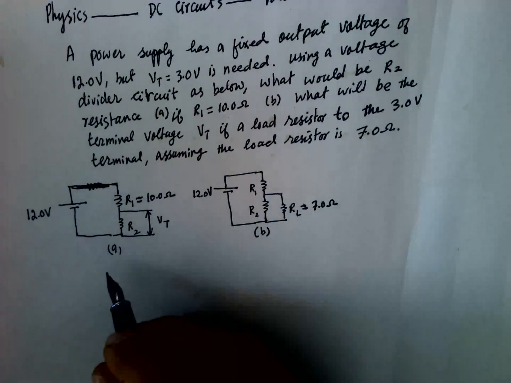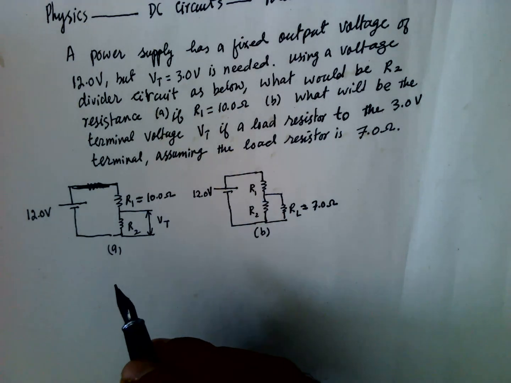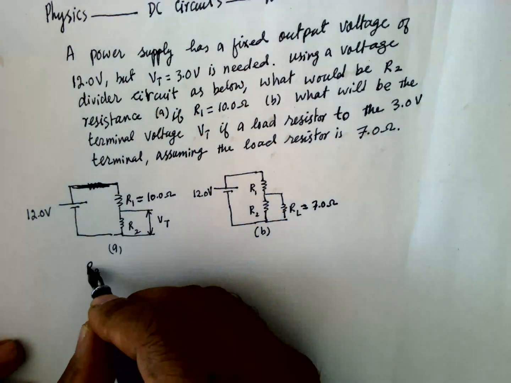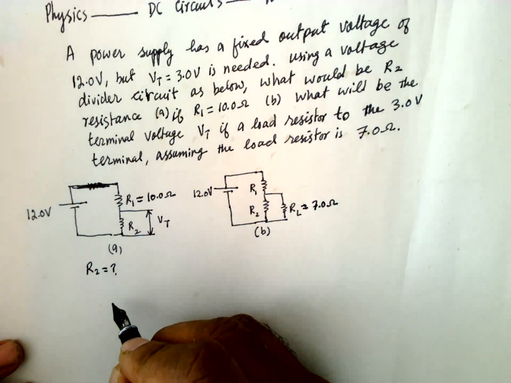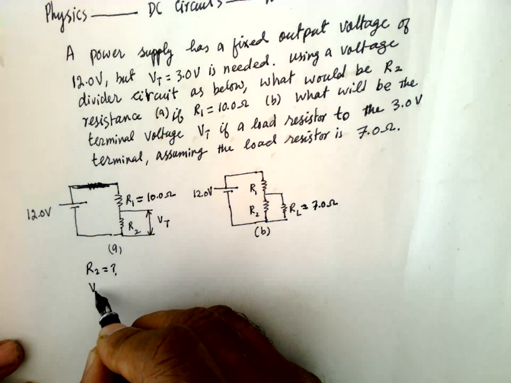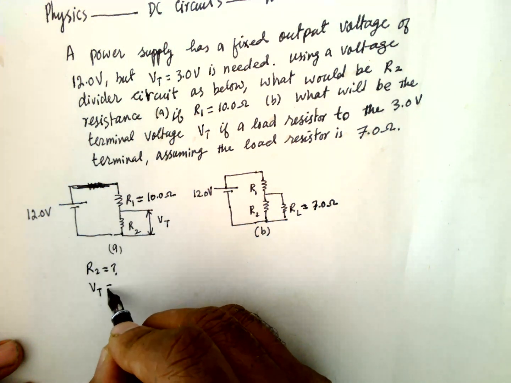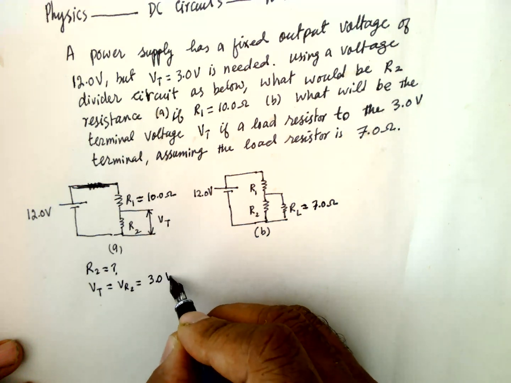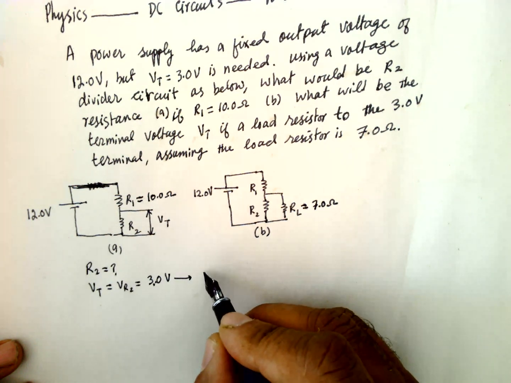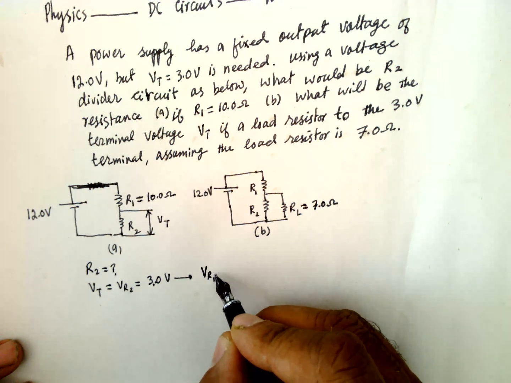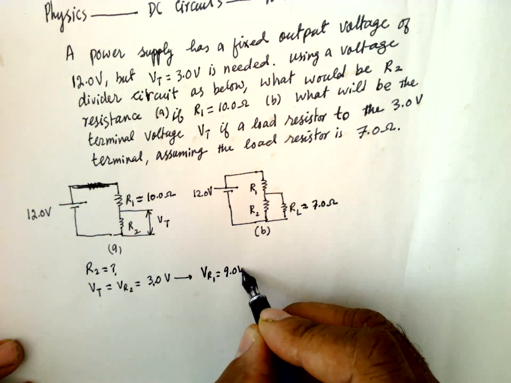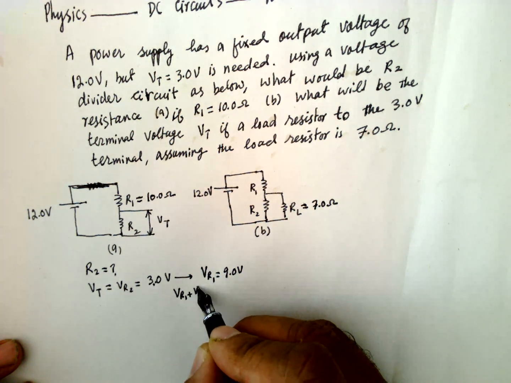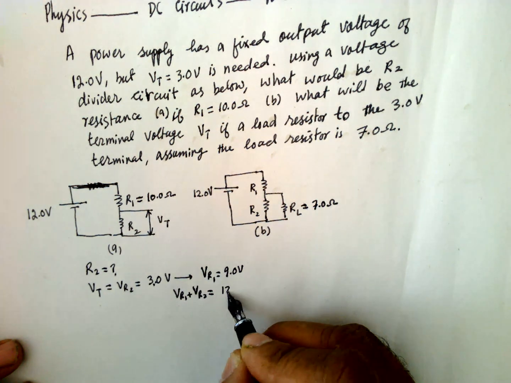So first of all, A. If you find A, the solution, we have to find R2 and VR2, which is VT. This is given, which is the 3 volt. That means VR1 is equal to 9 volt because VR1 plus VR2 total is 12 volts.